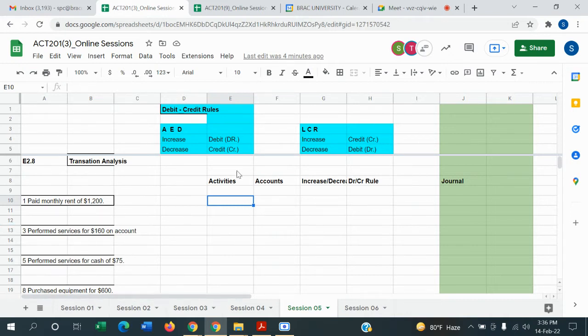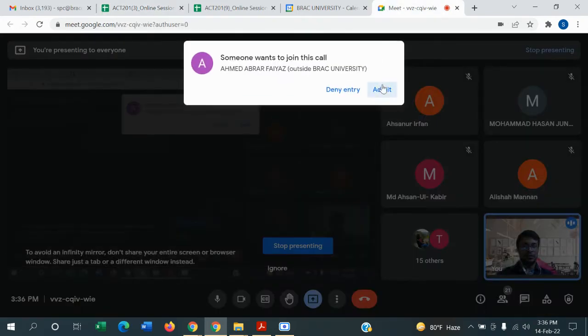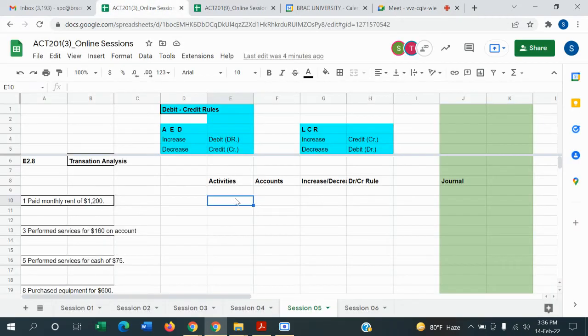So these are the activities given here from your problems. Now we'll try to identify whether each is a transaction or not. We'll analyze those and apply the debit credit rule, and we'll see what accounts should be recorded in the journals. So the first one was: paid monthly rent, $1,200. So rent and cash accounts. Rent is an expense, and cash is an asset.